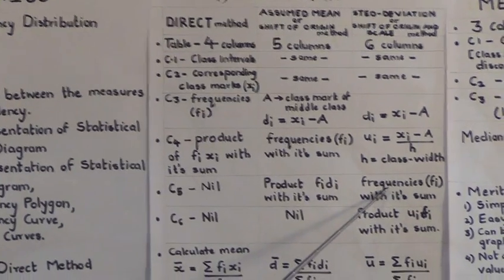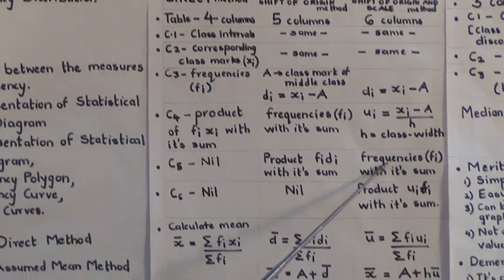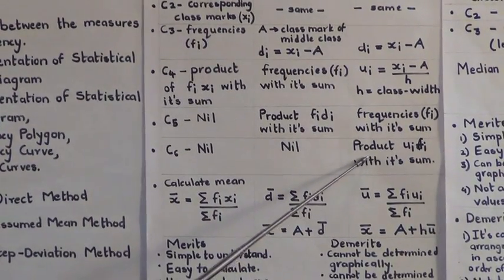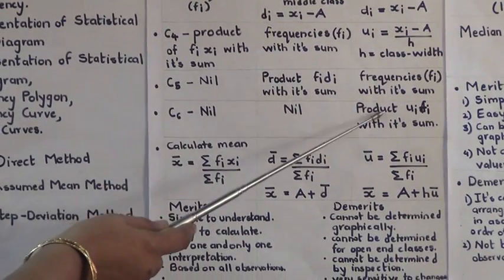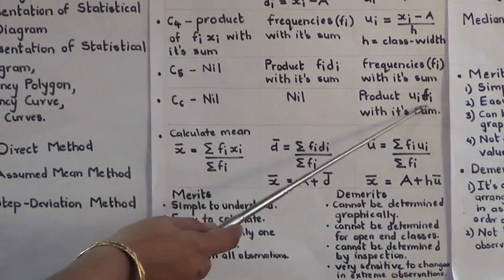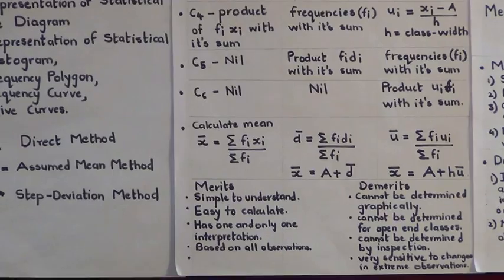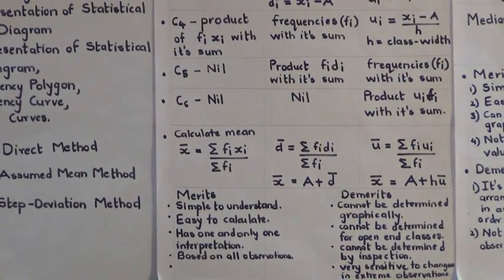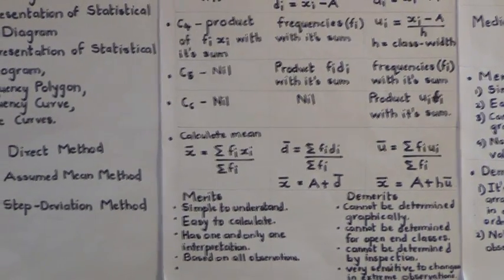Then the fifth column would contain the frequencies as given in the sum, and the sixth column would be the product of u_i and the frequencies. After you find the product for each class interval, again find out its sum. And then how to calculate the mean?